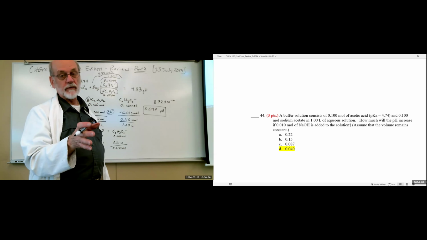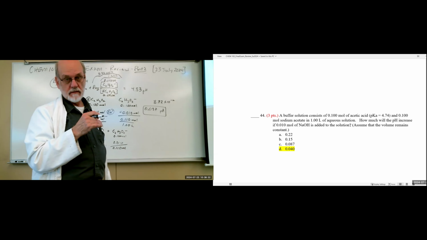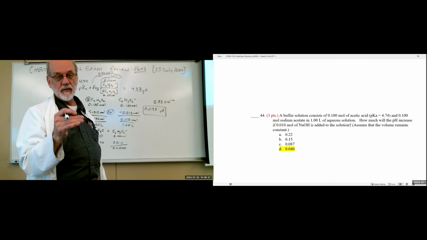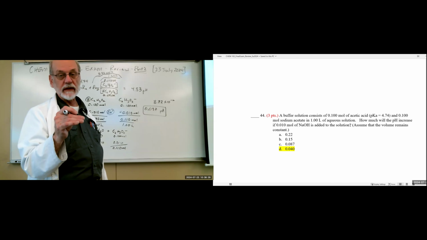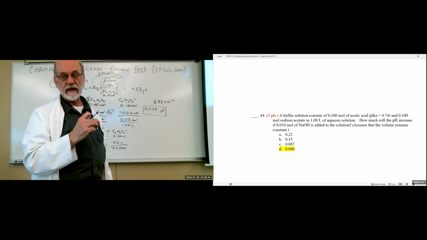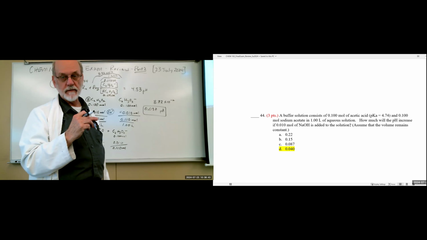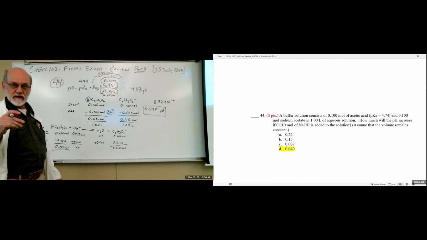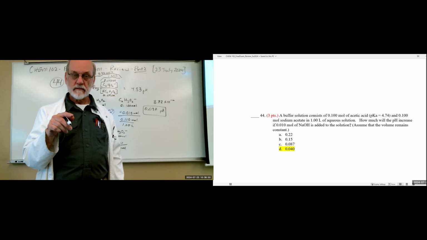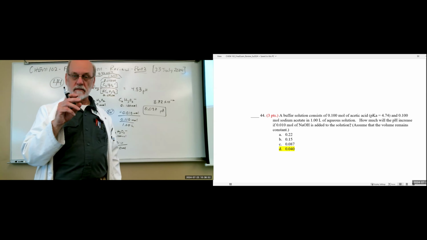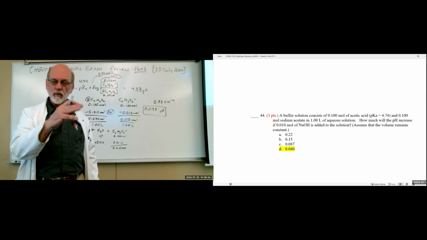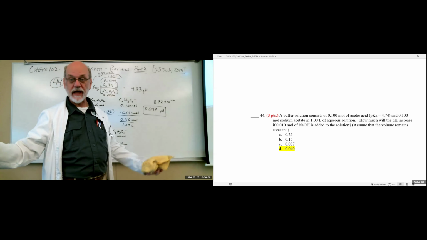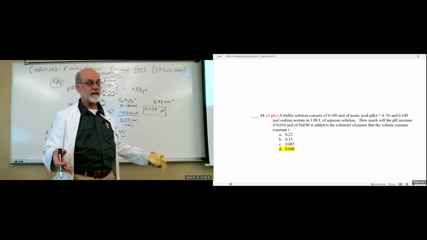Now, if it were 1 liter for each, a buffer solution consists of 0.1 mole acetic acid, 0.1 mole sodium acetate in 1 liter of aqueous solution. They're both in 1 liter of aqueous solution. If it was 0.1 mole of acetic acid in 1 liter, and then 0.1 mole of sodium acetate in 1 liter, and you add them together, then that would dilute them in half, and that would explain it.